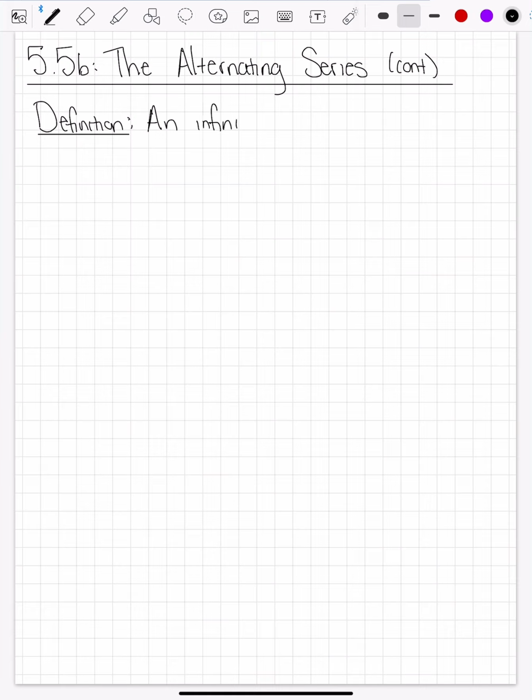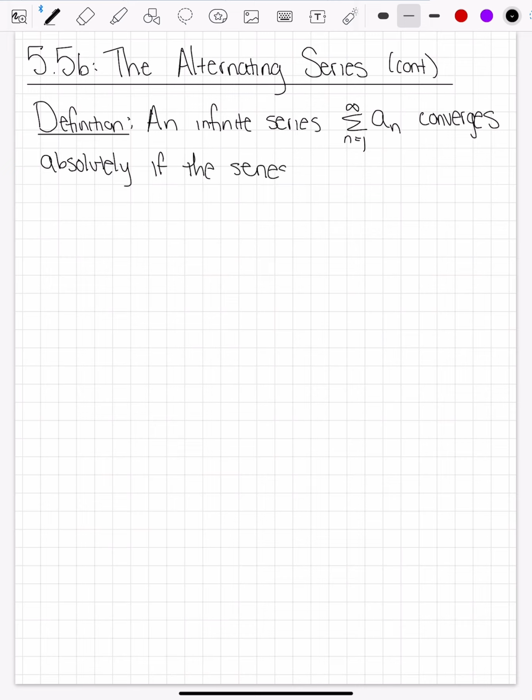So an infinite series, the sum from 1 to infinity of a_n, converges absolutely if the series, the sum from 1 to infinity of the absolute value of a_n, converges. So if the absolute value version of your series converges, then we say that that series converges absolutely.